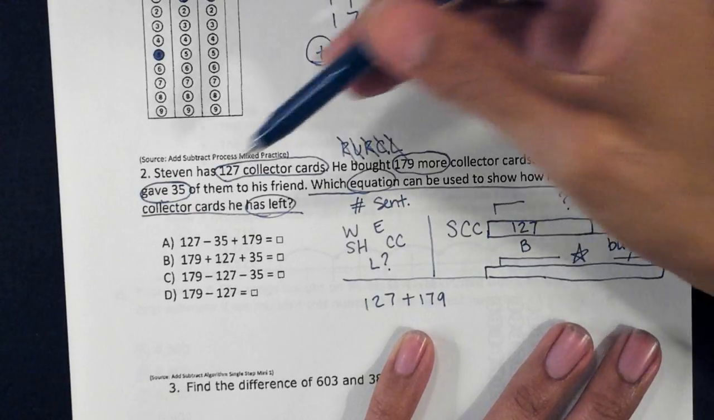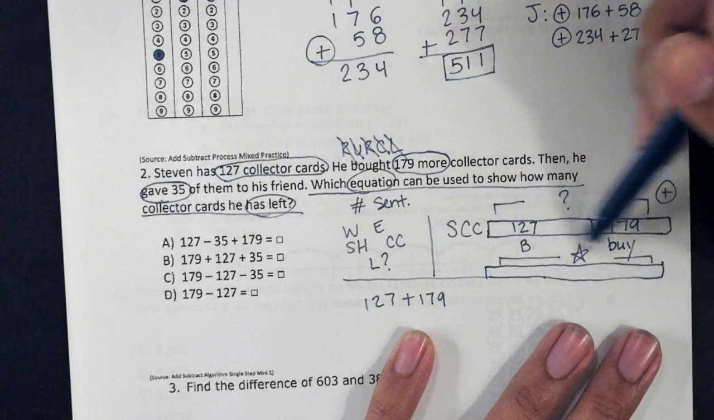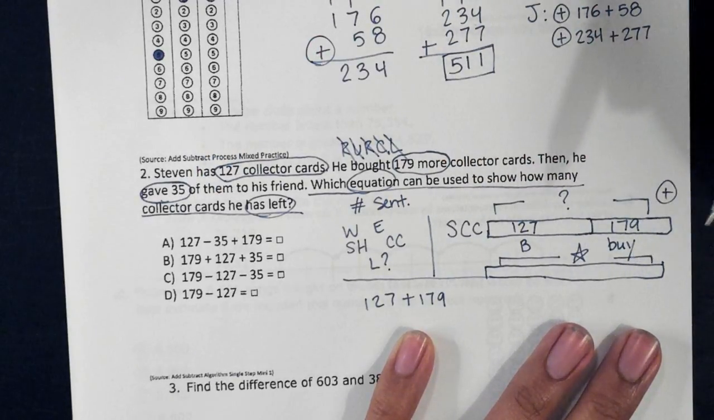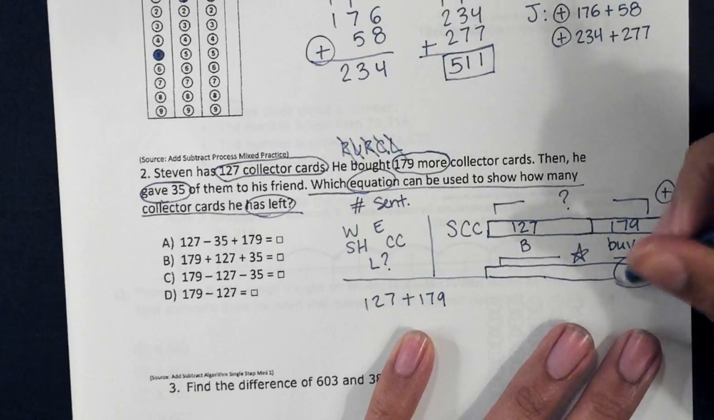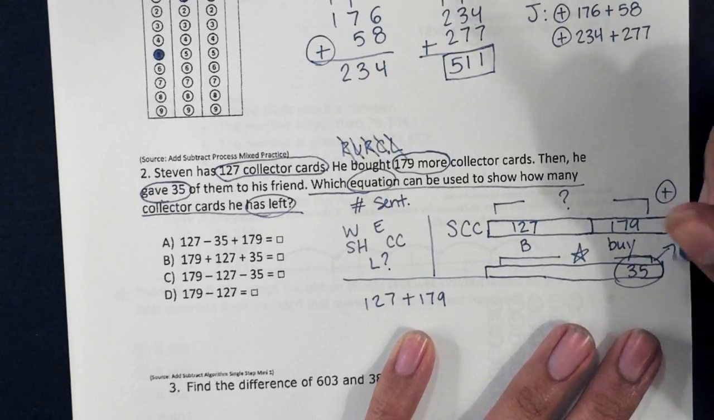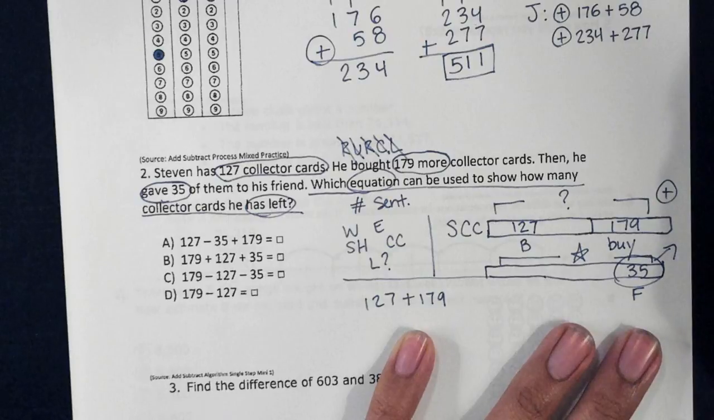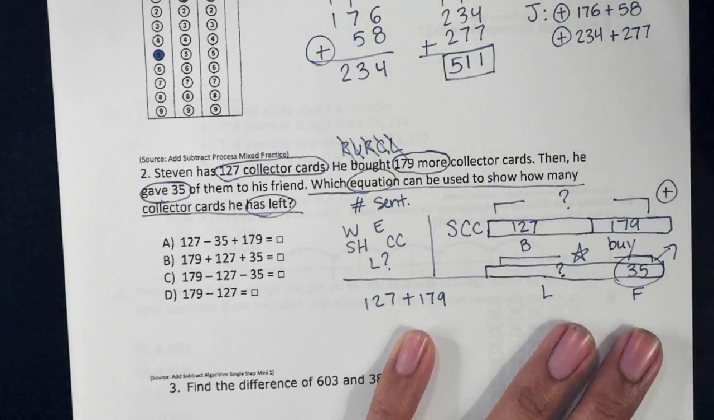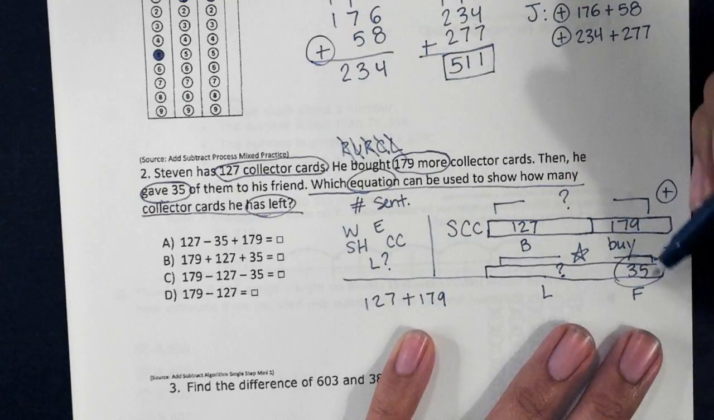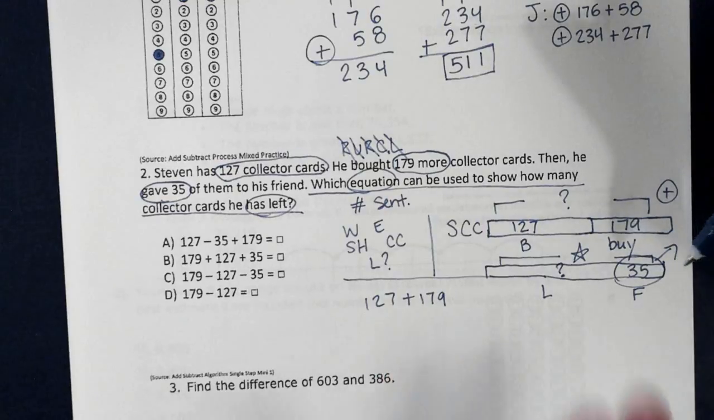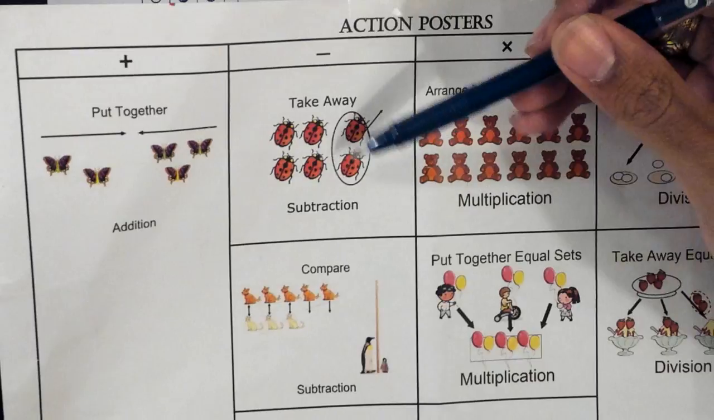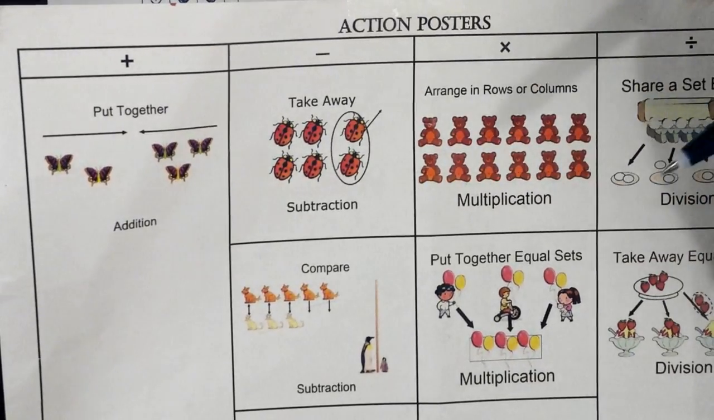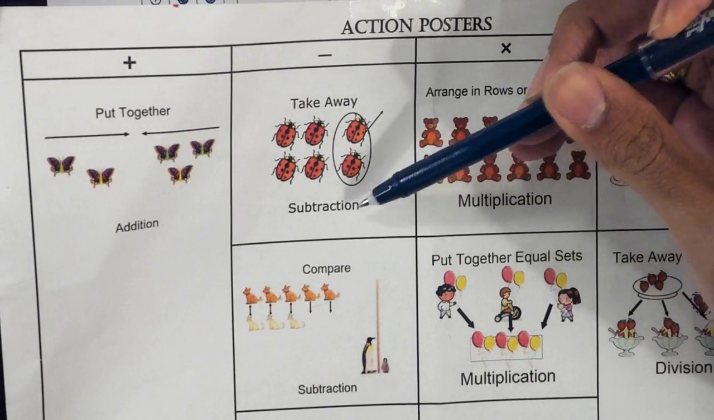But the next part of my story does tell me that he gave 35 of all of this away to his friend. So I'm going to take a little piece. I'm going to take away 35 because that 35 goes to his friend. And the other section is how much he has left. Now I need to look closely at this picture. I have a circle and I have it going away, 35 going away. So I can look at my action poster. That matches take away because it has a circle and the arrow is taking it away. And the operation for that is subtraction.